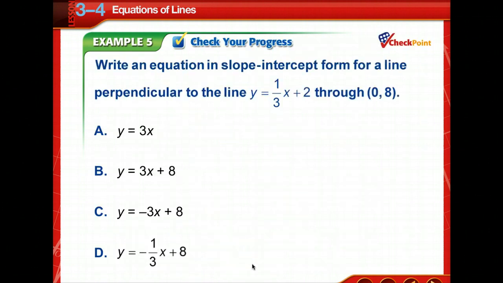Wow, time to check your progress already. Write an equation in slope-intercept form for a line perpendicular to the line y is equal to 1/3 x, pay close attention to your 1/3, plus 2, through the point (0, 8). Y is equal to -3x plus 8. Very good. Opposite reciprocal. So this is a positive 1/3, it's going to be -3.